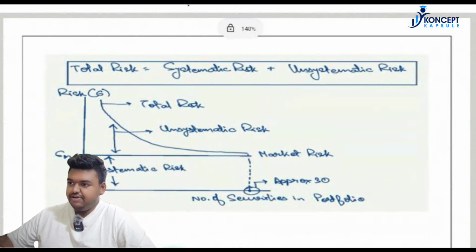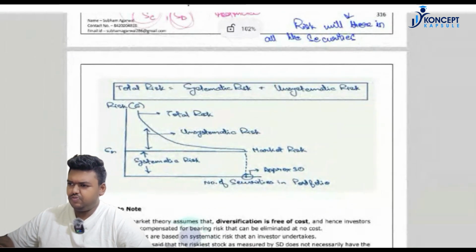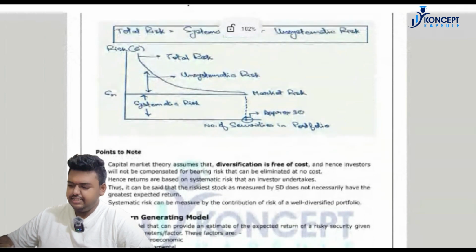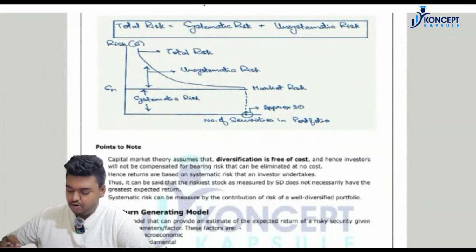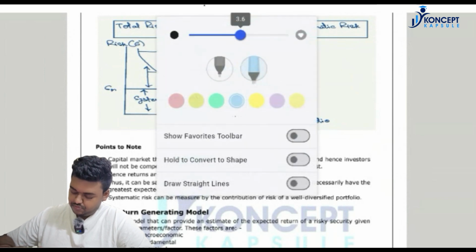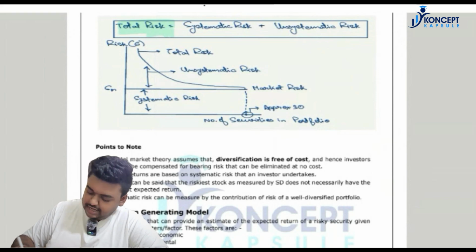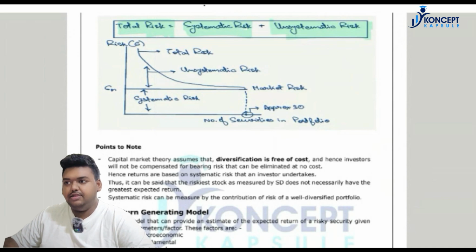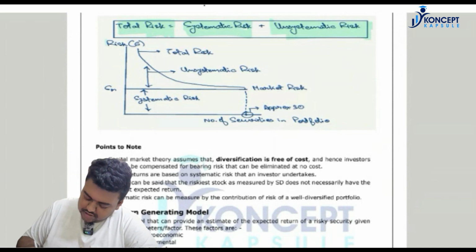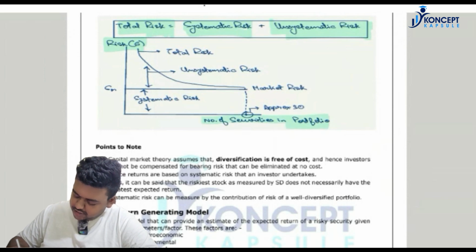Okay, this is a very important graph that you must understand. I hope it is visible to you guys now. This is a graph which is very important for you to understand. See what it is saying. Total risk is nothing but systematic risk plus unsystematic risk. This is something we have seen in the previous topic. The y-axis is the risk, and the x-axis is the number of securities in the portfolio.